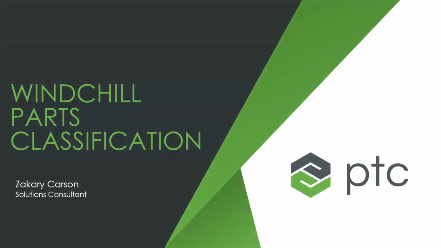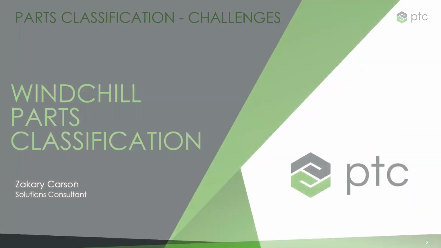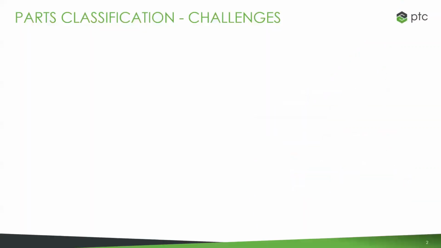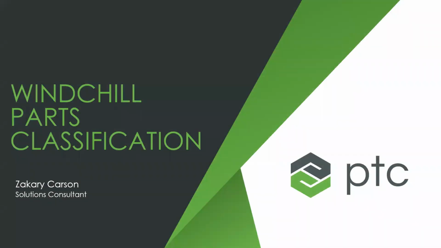All right, so let's get started. Rob already gave a brief introduction into what Windchill Parts Classification really is. In Windchill, it's a tool that is going to help you manage different parts in your system based on attributes, which promotes reuse and helps to reduce inventory in your system.